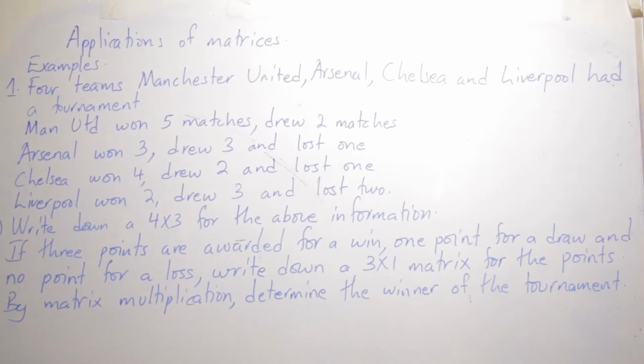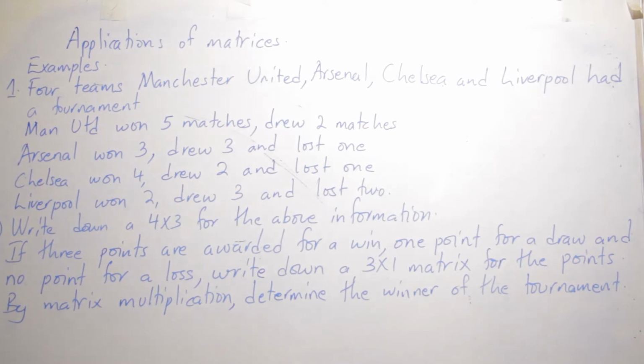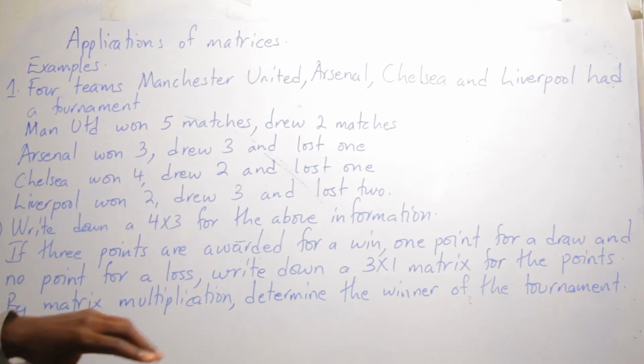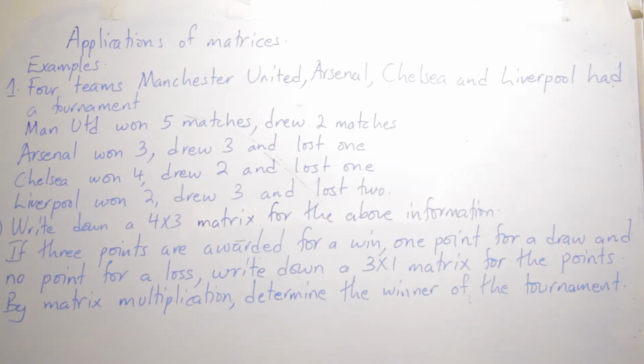Our example 1: 4 teams, Manchester United, Arsenal, Chelsea and Liverpool had a tournament. Man United won 5 matches, drew 2 matches. Arsenal won 3 matches, drew 3 and lost 1. Chelsea won 4 matches, drew 2 and lost 1. Liverpool won 2, drew 3 and lost 2. Write down a 4x3 matrix for the above information.